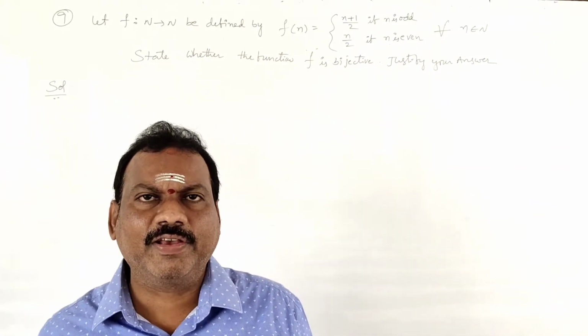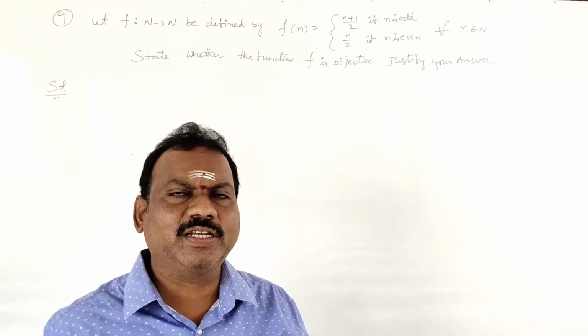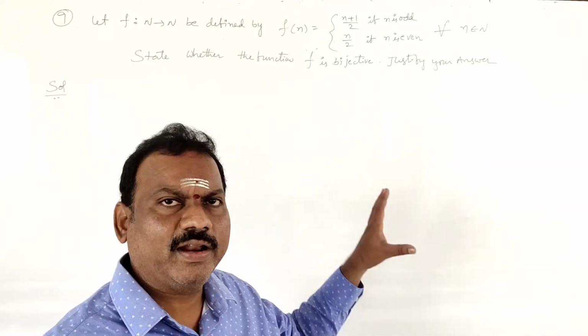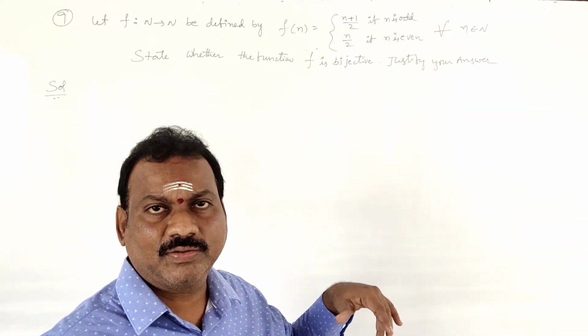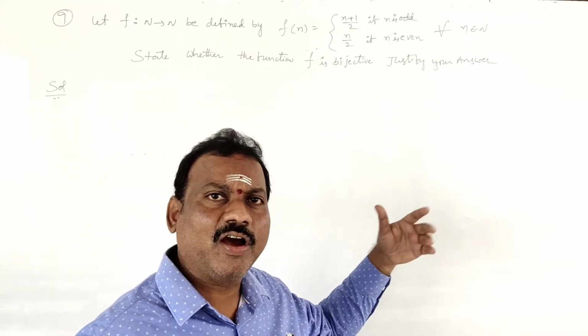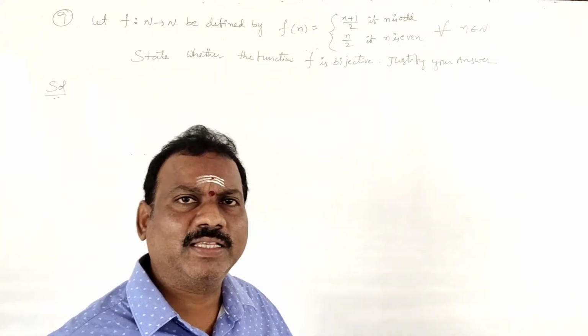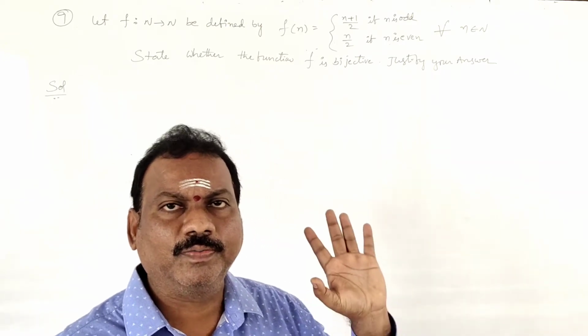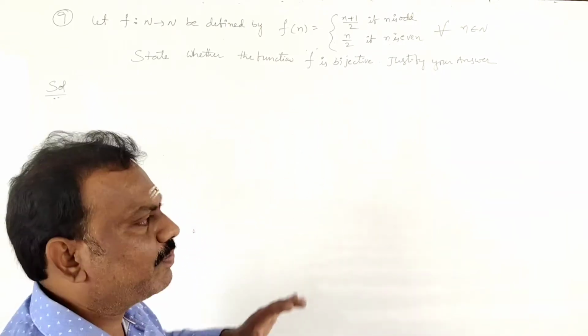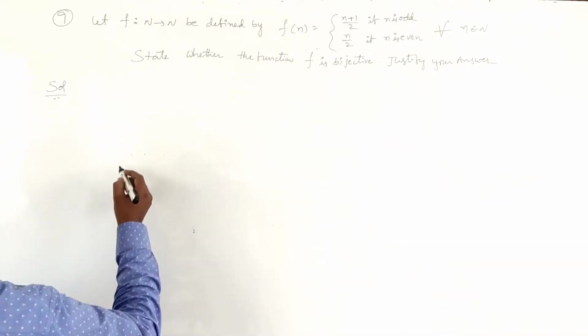Here, in the previous problem they said show that it is bijective, which means it is definitely bijective. Here we have to state or verify whether it is bijective or not; you have to check. If the function is bijective, it compulsorily satisfies one-one and onto. Clear, students? So, given the problem, see the solution I will explain.